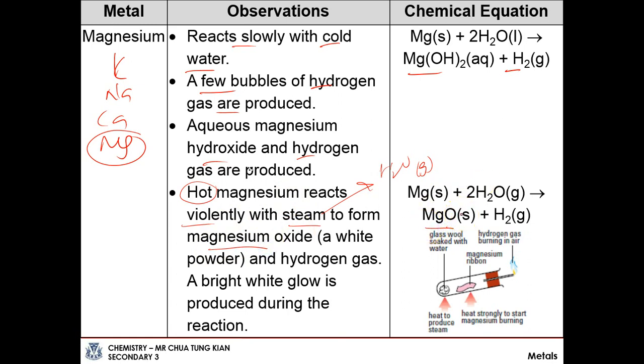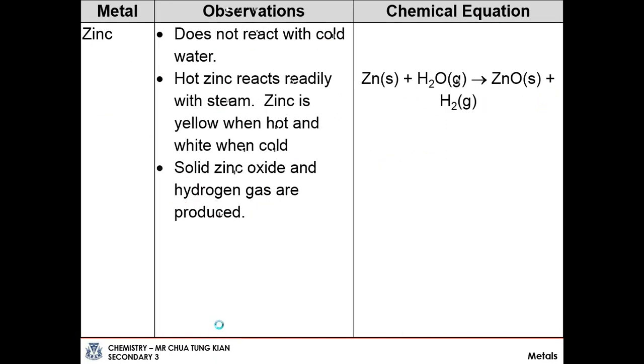Recall just now when I said only when it reacts with liquid water will you get the hydrated oxide, which is hydroxide. When it reacts with steam, we have the oxide, solid state, and we have hydrogen gas. We have a bright white glow. If you have seen white fireworks before, the white color comes from the burning of magnesium.